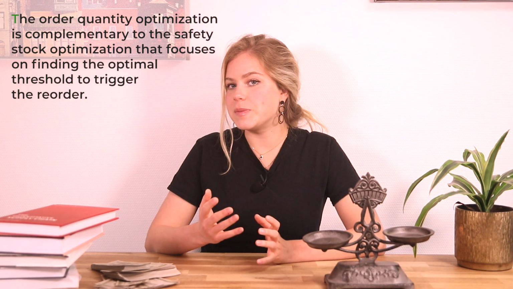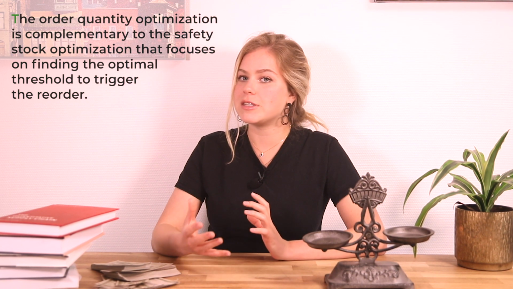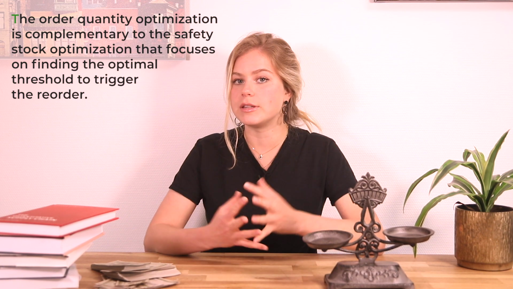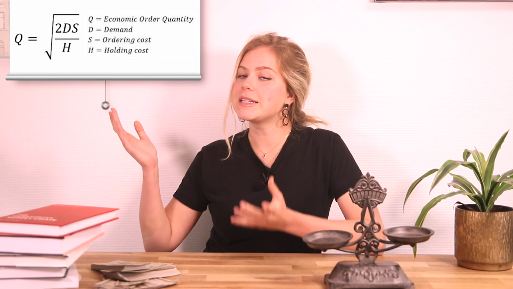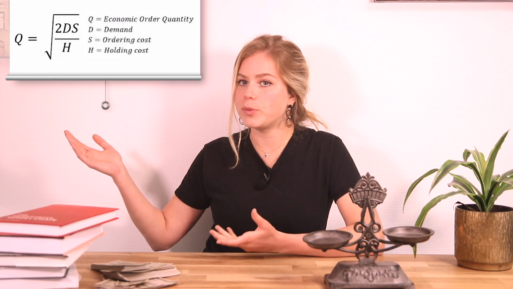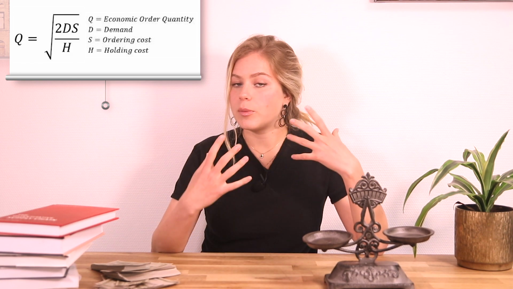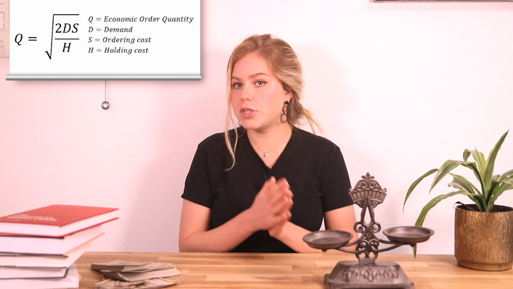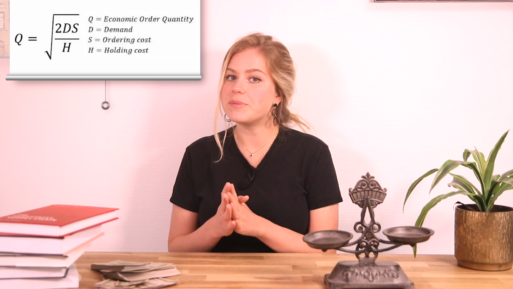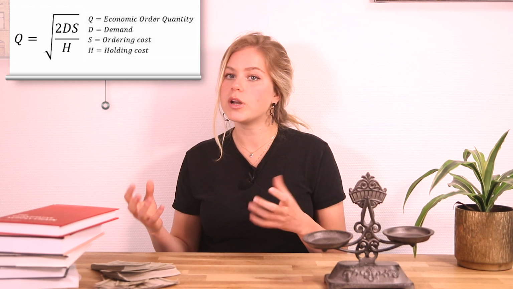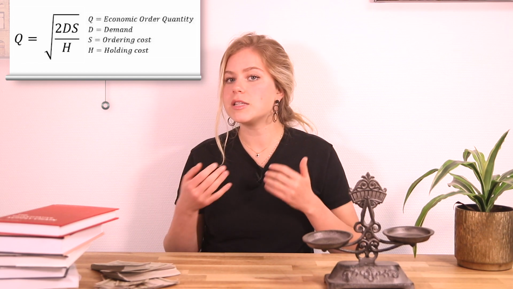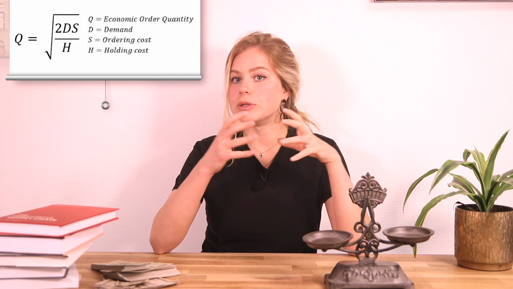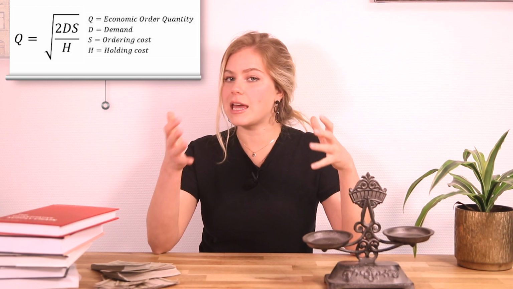The order quantity optimization is complementary to the safety stock optimization that focuses on finding the optimal threshold to trigger this reorder. Here is the classical economic order quantity formula, where Q, the economic order quantity we're trying to find, is found by taking the square root of 2 times the demand per unit of time times the purchase cost per order divided by the holding cost per unit per time. Now, the unit of time has to be consistent, of course, and usually it's annually.